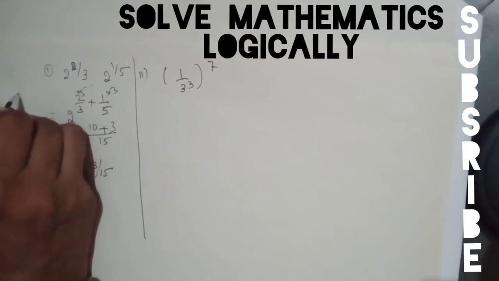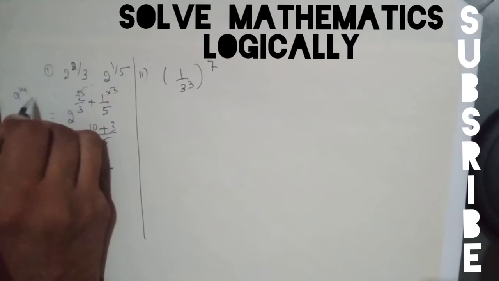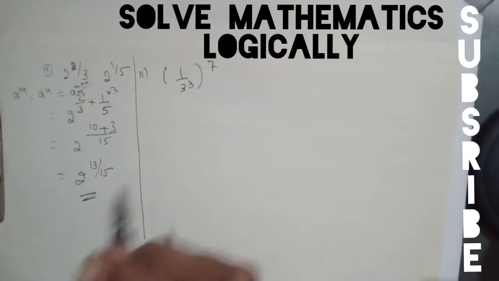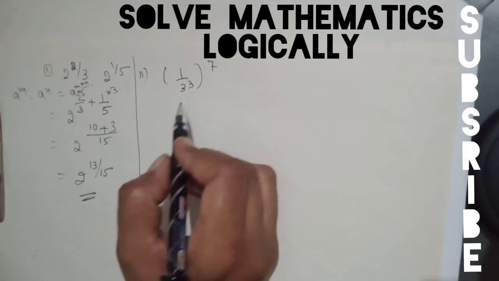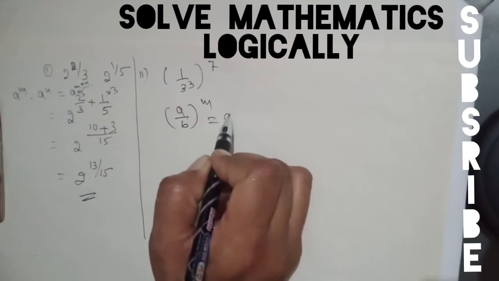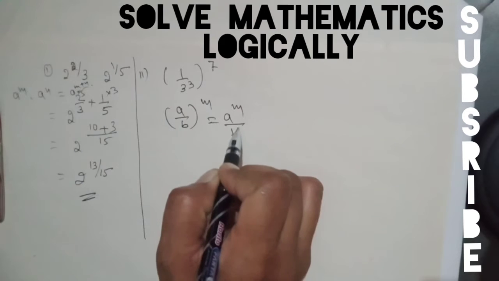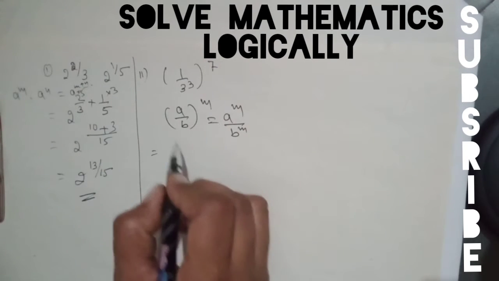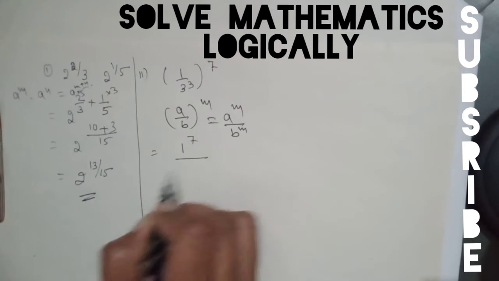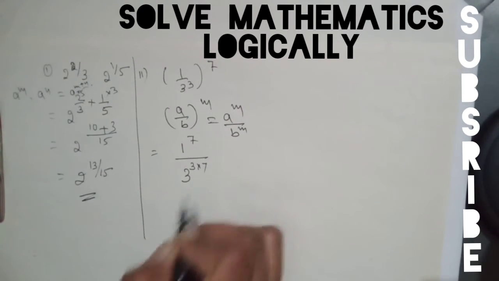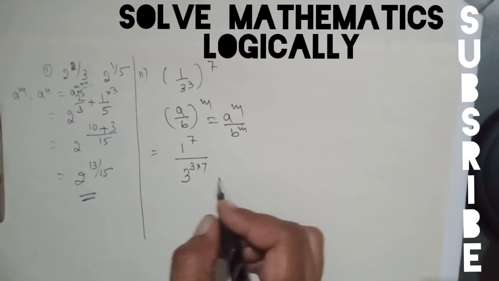Better if you write the property you have used here: A raised to M into A raised to N is equal to A raised to M plus N. Now I am using A by B raised to M is equal to A raised to M upon B raised to M. Now look at this one. This equals 1 raised to 7 upon 3, already we have the power, into 7. Then what happens here?